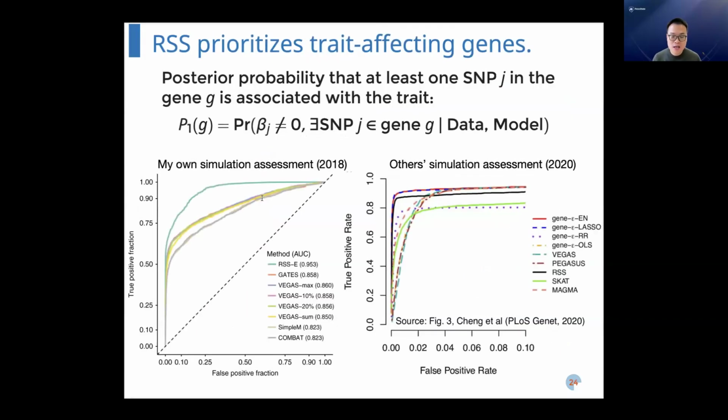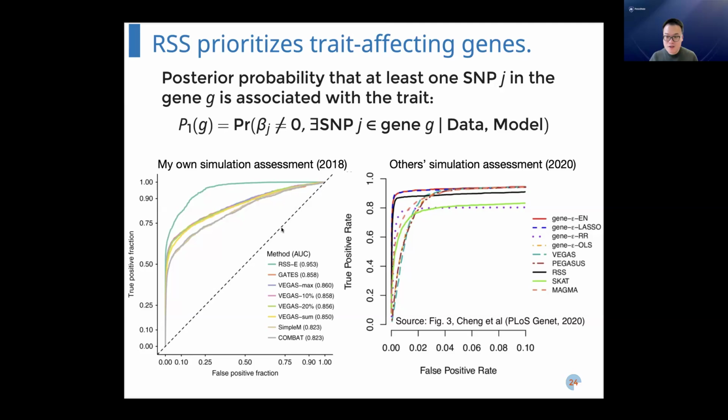Okay, so the second application of this Bayesian hierarchical framework is to prioritize genes that are likely associated with a given GWAS phenotype. So we simply calculate the posterior probability that at least one SNP in a gene G is associated with the trait using this formula.